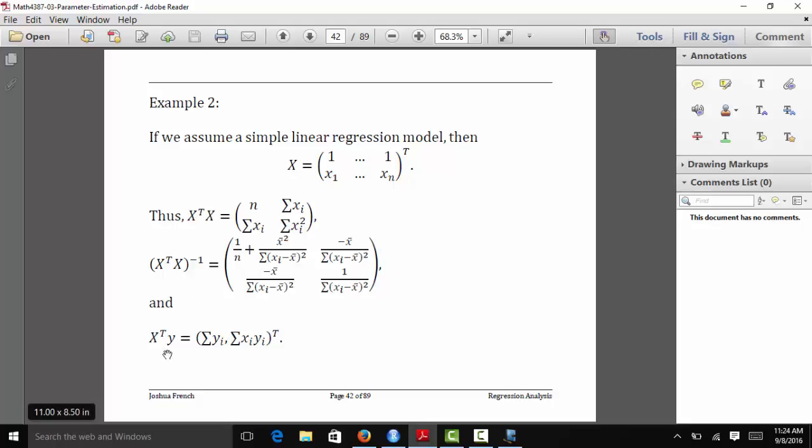And then X transpose Y is going to be the sum of the Y's and the sum of X's multiplied by Y's. And so what I want you guys to do is pause this for a few minutes, however long you need, and do the matrix algebra and see if you can't obtain on your own the estimates of beta naught hat and beta 1 hat in this particular setting. And then unpause it, and then we'll look at the solution together.